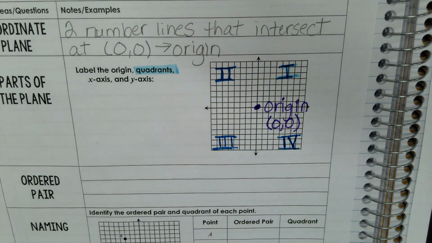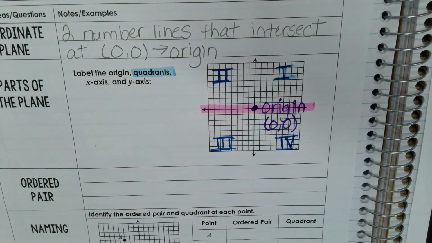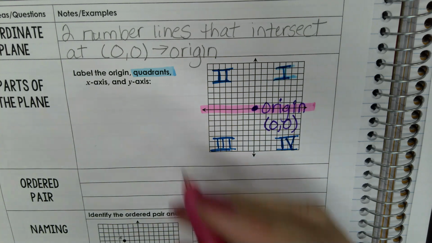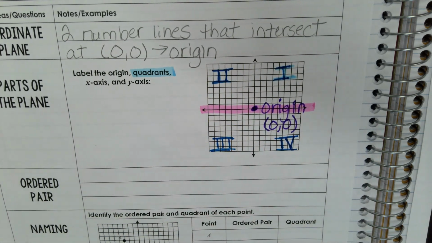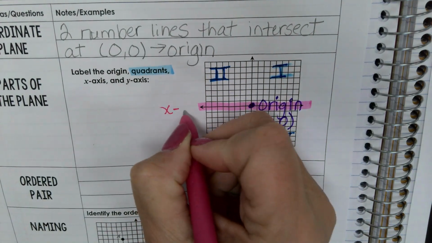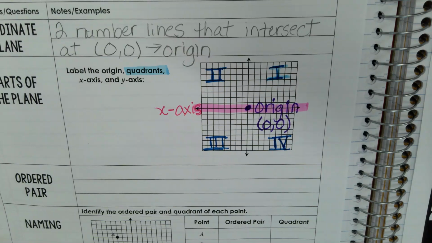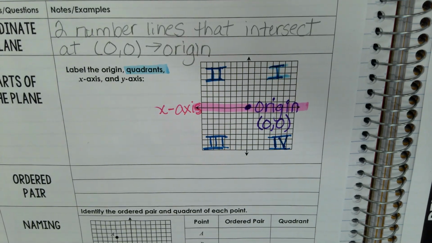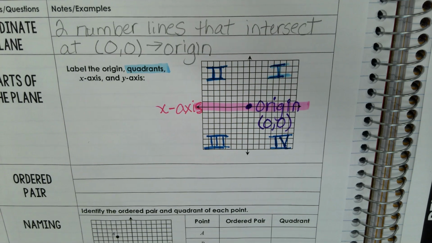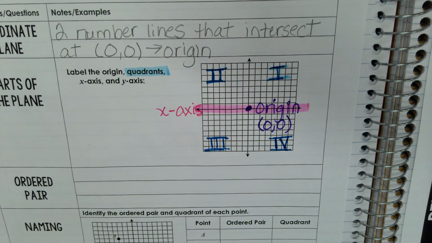Okay, so let's keep labeling. So anybody know what this horizontal line is called? It's the x-axis. And notice on this graph, it doesn't say x-axis or y-axis. Sometimes, not all the time, the axis is labeled. So this is the x-axis. The x-axis is horizontal. If you can't remember horizontal and vertical, it's up there on the wall behind Mr. Gayhart. So horizontal is flat, vertical is up and down.